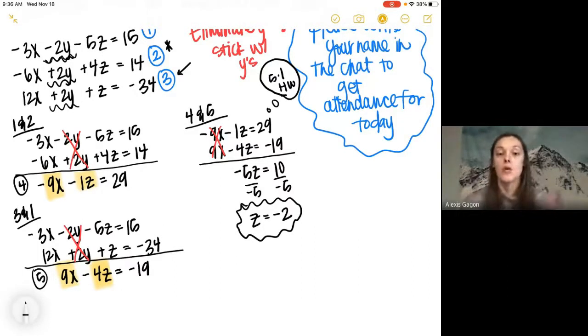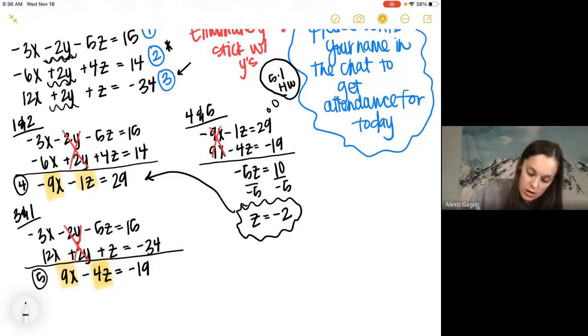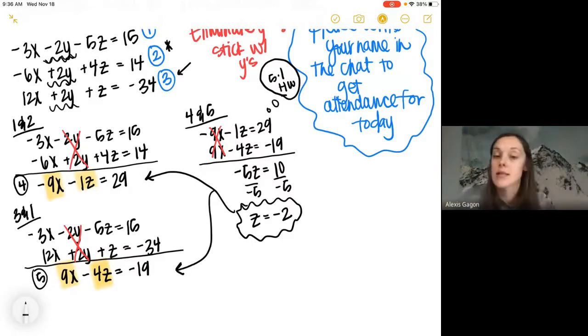Okay. Once you solve for one of the variables, this starts to break down quicker for us, because now we're just plugging and chugging essentially. So we need to plug z into either equation 4 or equation 5 to solve for x. It does not matter which one. Both of them are going to give us the same x. I'm just going to choose equation 4.